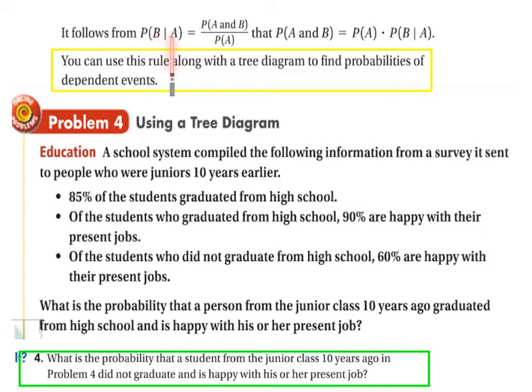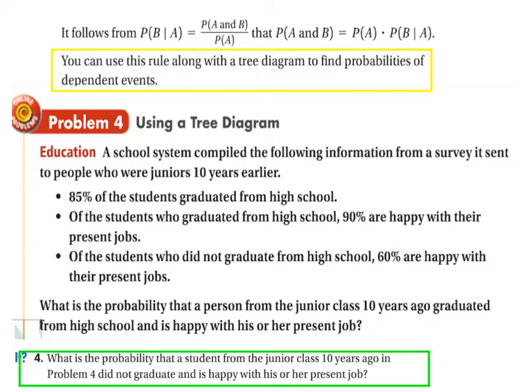Which tells us the probability of B given A is the probability of A and B divided by the probability of A. We can also rewrite that formula, solving it for the probability of A and B. Then we see that if we want to find the probability of A and B, we can just multiply the probability of A by the probability of B given A. So we can use that along with a tree diagram to find probabilities for dependent events.